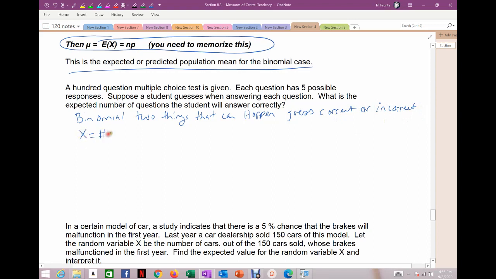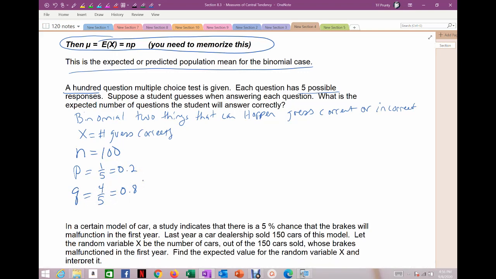So I'm going to let X be the number they guess correctly. Number of tries is 100, right? They're guessing on 100 questions. Probability of success: there are 5 possible responses, so there's an A, B, C, D, E. One of those is the correct answer. So they have a 1 in 5 shot of getting the correct answer, which is a 20% chance. Q, we don't need Q, but just so that you know, there would be 4 wrong choices out of 5, which would be an 80% chance of getting it incorrect. Don't need it, but there's the binomial distribution.